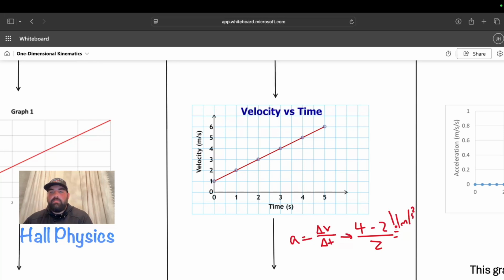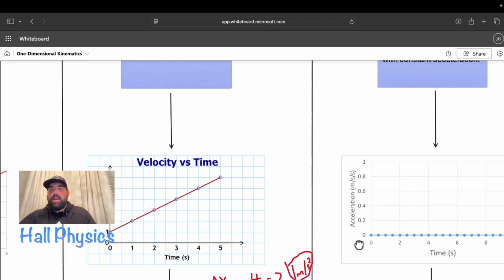So that's how we determine acceleration using a velocity versus time graph. If you just look at the slope of the line here, you can see that for every second the velocity increases by 1, and that matches up with our answer from our calculation.